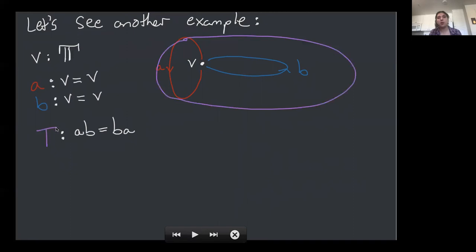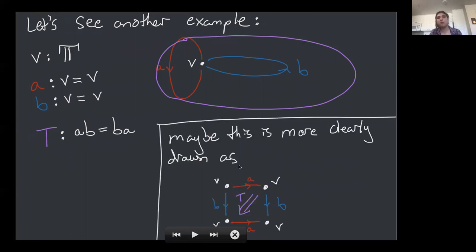And then we also have a homotopy saying that AB equals BA. So it's a two-dimensional path connecting AB and BA: if I go around AB, that's the same thing as going around BA. Okay, so that's a little bit tricky to visualize. So maybe this is more clearly drawn as this diagram that you all have probably seen before.